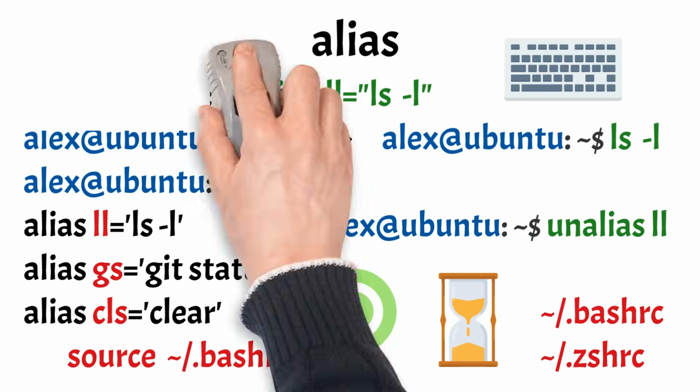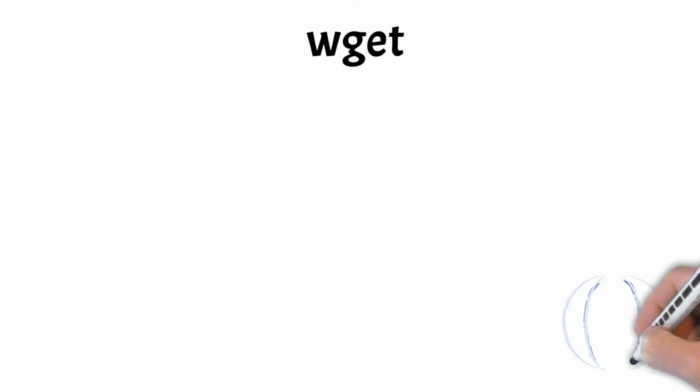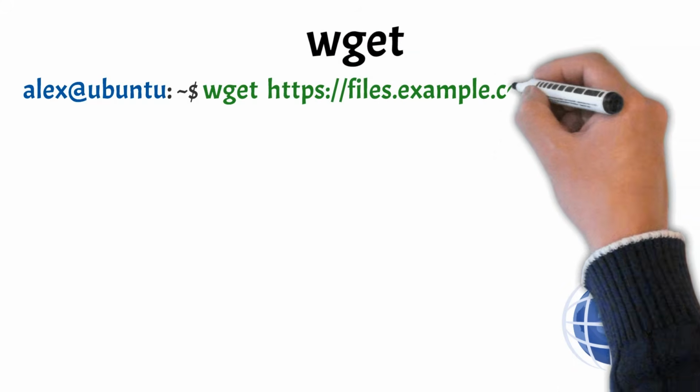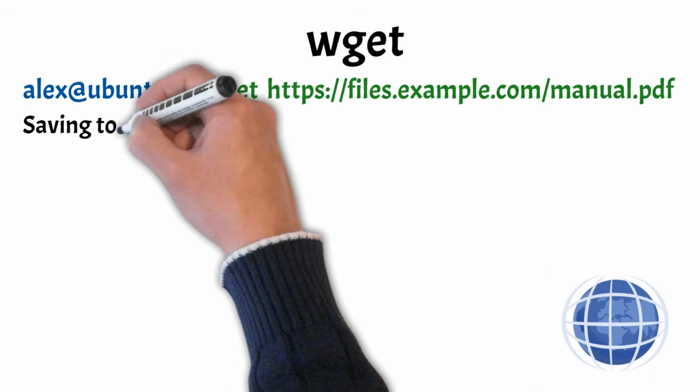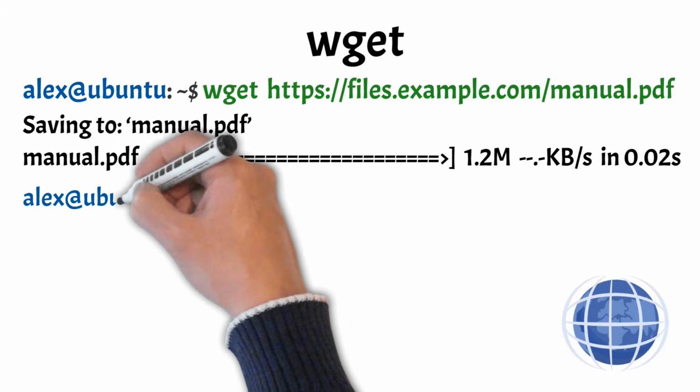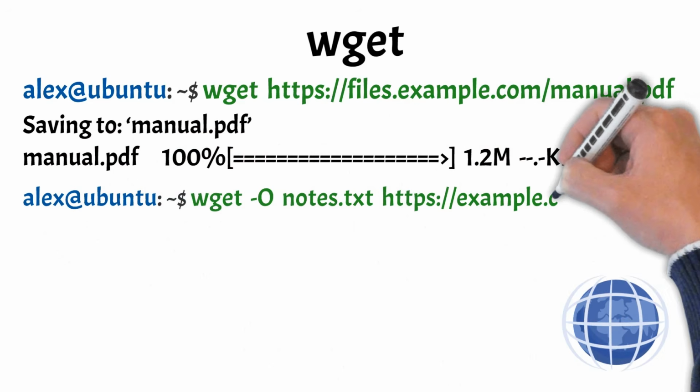Up next, we have wget. The wget command lets you download files directly from the internet using the terminal. In its simplest form, you just provide the link, for example, downloading a PDF manual from a website. You can also rename the file while downloading it by using the -O option, like saving a file as notes.txt.